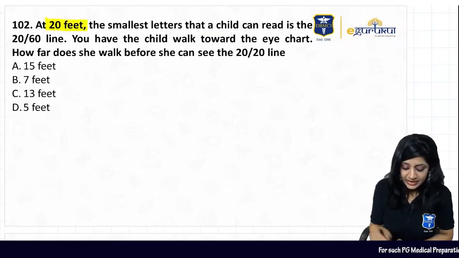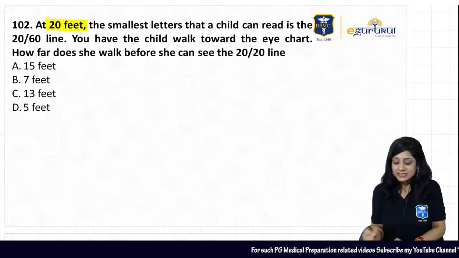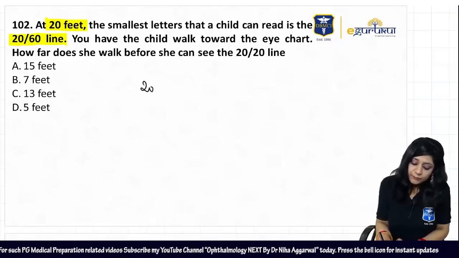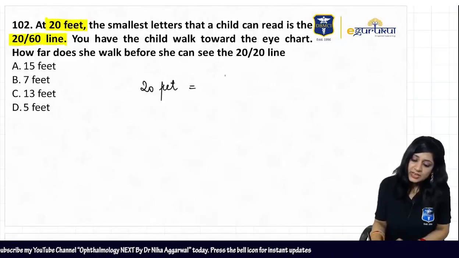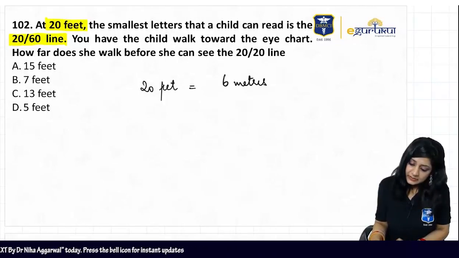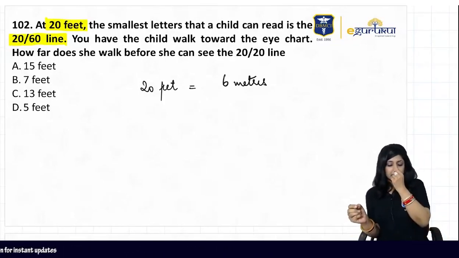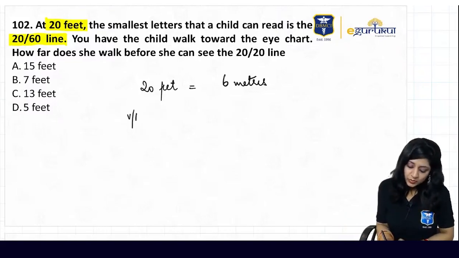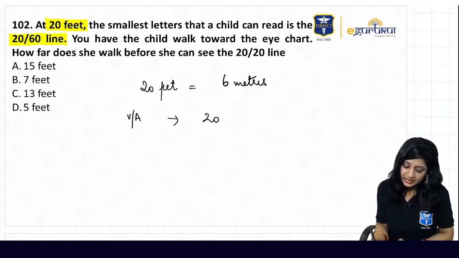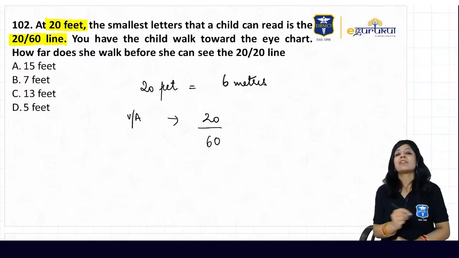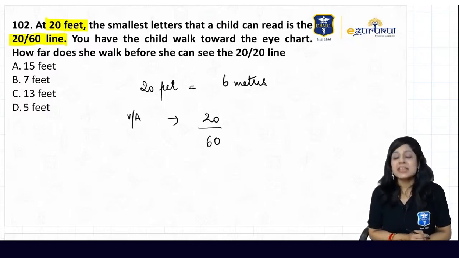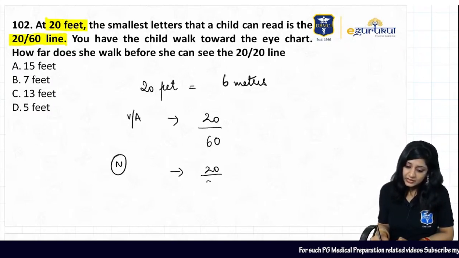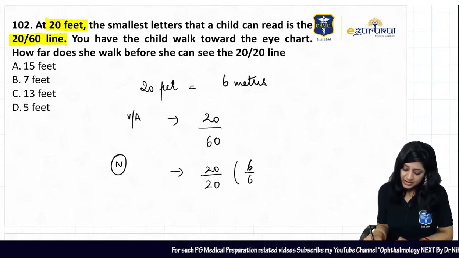At 20 feet, the smallest letters that a child can read is 20 by 60. So 20 feet is equal to 6 meters. Okay? 20 feet is equal to 6 meters. So the visual acuity of this person is 20 by 60. This child has a visual acuity of 20 by 60, while the normal is 20 by 20, which is equal to 6 by 6.